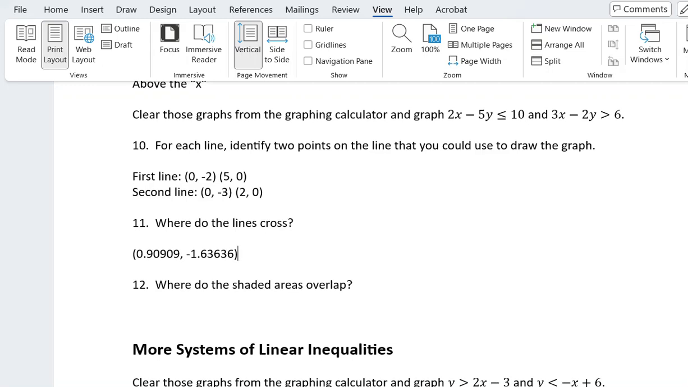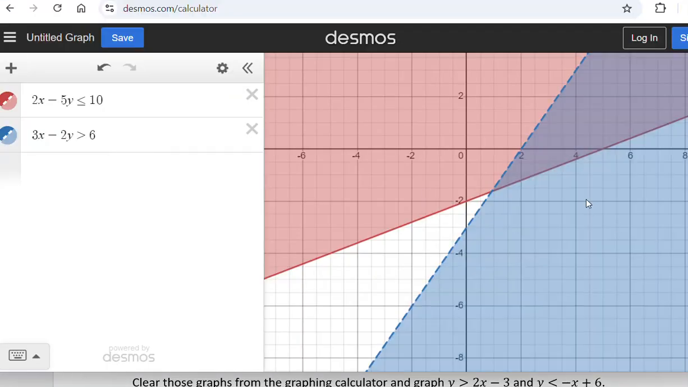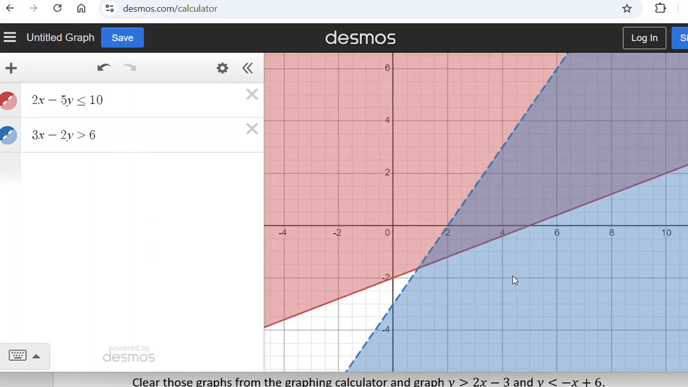And finally, where do the shaded areas overlap? So in this one, our x is a little more smushed, but we can see that we have overlap sort of in the upper right area of the graph. So the upper right side of where the two lines cross.